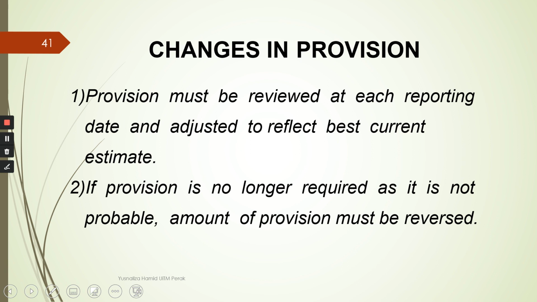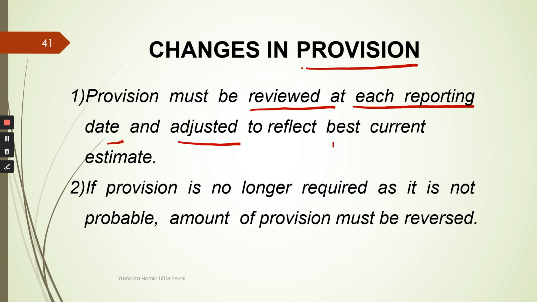So let's look at the changes in provision now. We have completed the contingent asset, contingent liabilities, and the provision. Now let's look at whether a provision could be changed. According to MFRS 137, a provision must always be reviewed from time to time, or normally at each reporting date, and that should also be adjusted so that we would reflect the best estimate. Maybe now it's 60%, maybe in the future it increased to 70% or 80% chances.